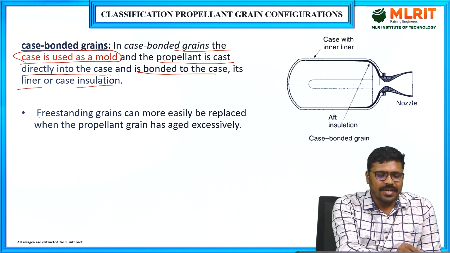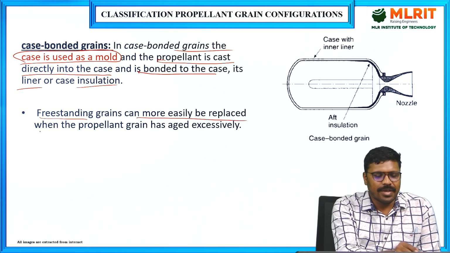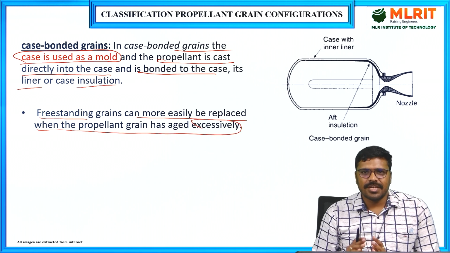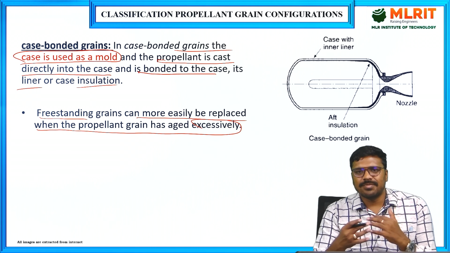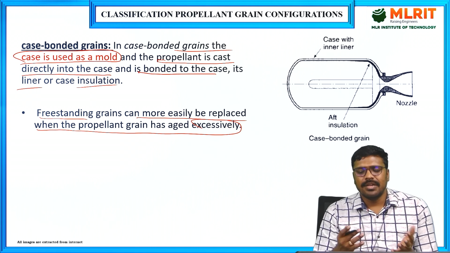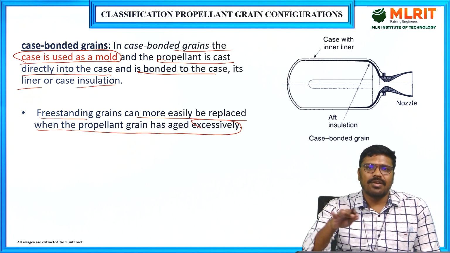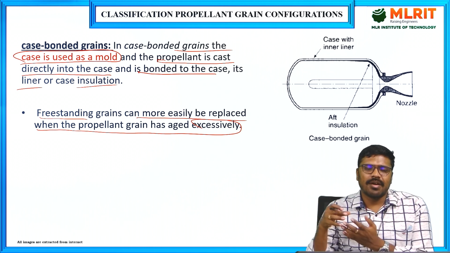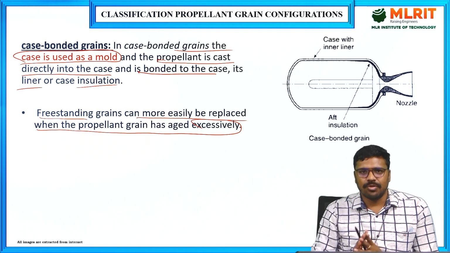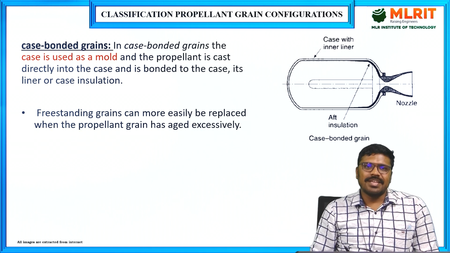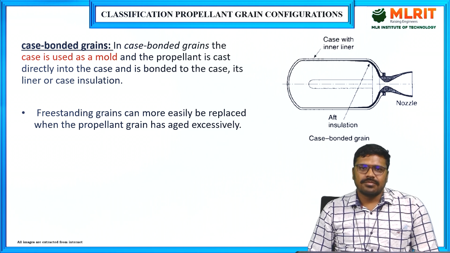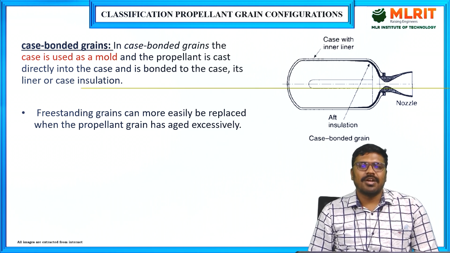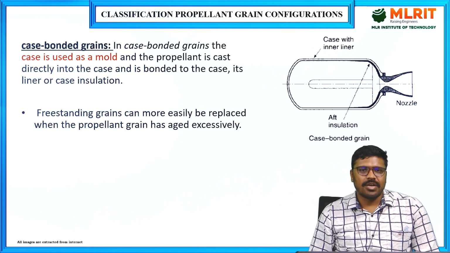Okay, so freestanding grains can more easily be replaced when compared to the case bonded grains. Suppose the age of the case bonded grain is over, then we have to remove the total grain powder from the motor case and cast another one. Coming to the freestanding, we can easily remove the propellant grain from the motor case and place the new one. So changing is very easy for a freestanding grain compared to the case bonded grain. But for large rocket motors, we cannot use freestanding.